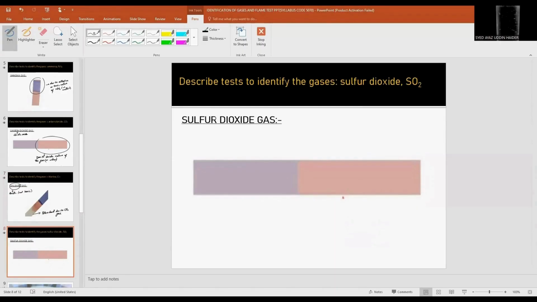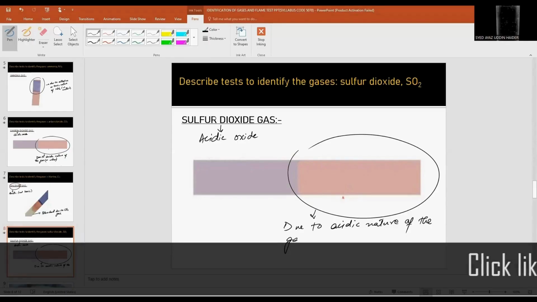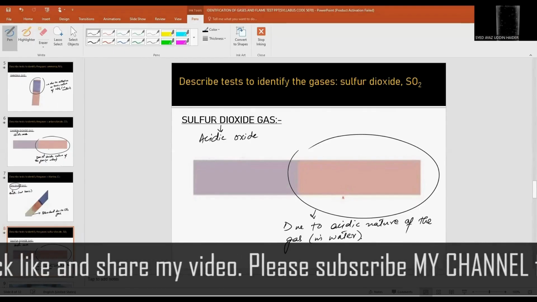Sulfur dioxide gas is an acidic oxide just like CO2, therefore it will turn moist or damp blue litmus paper red due to the production of H positive ion in the water. So this is due to the acidic nature of the gas in water.